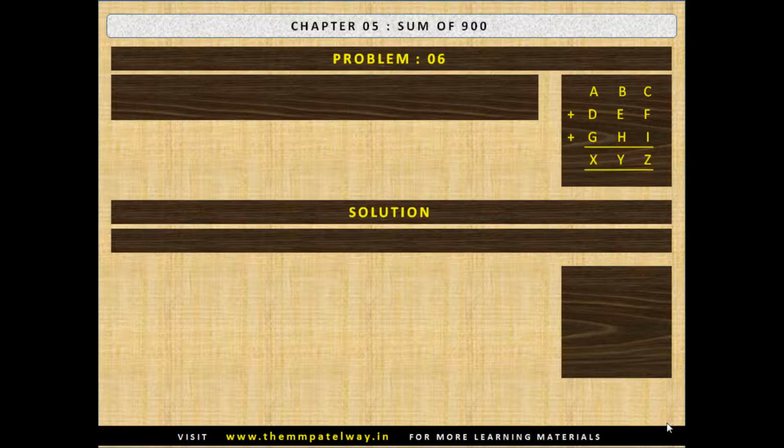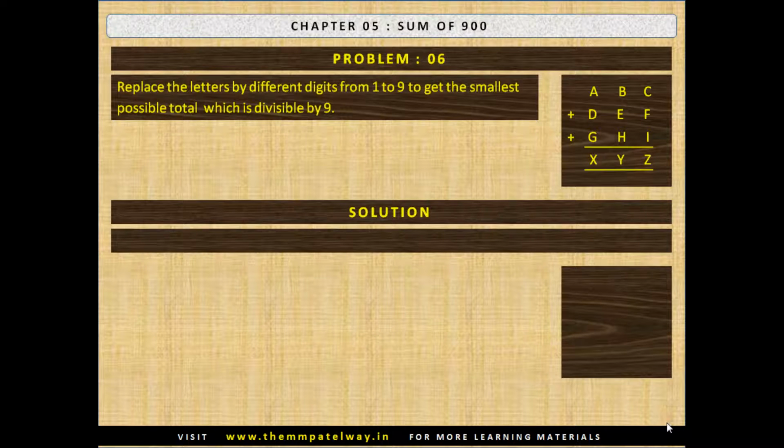Problem number 6. Replace the letters by different digits from 1 to 9 to get the smallest possible total which is divisible by 9. Now stop the video and solve the problem. The answer is, as already explained in problem number 5, the smallest total will be 774, which is divisible by 9.